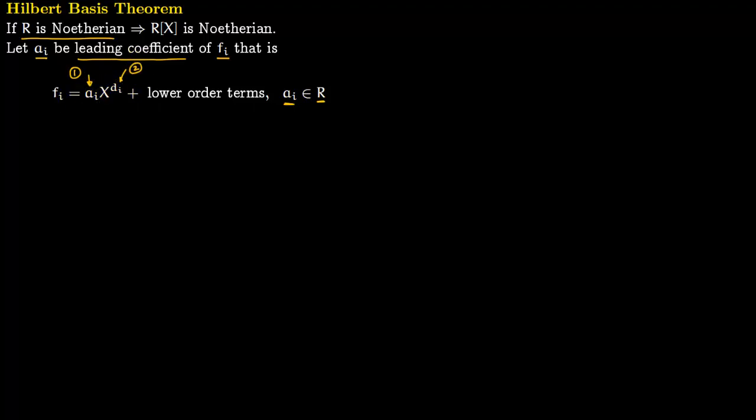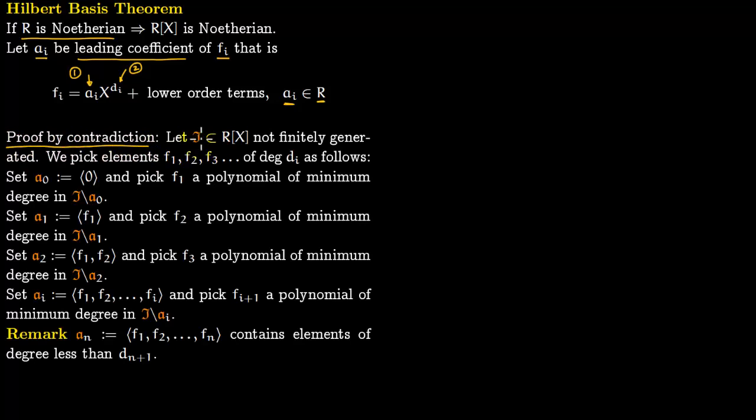So the proof is by contradiction. You take an ideal I in this polynomial ring, and this ideal is not finitely generated. Since we are saying this ideal is not finitely generated, we will reach a contradiction which will then show that R[x] is Noetherian, because our assumption of the ideal not being finitely generated is wrong. It leads to a contradiction. So the ideal has to be finitely generated, which means that R[x] is Noetherian. So let us start with this.